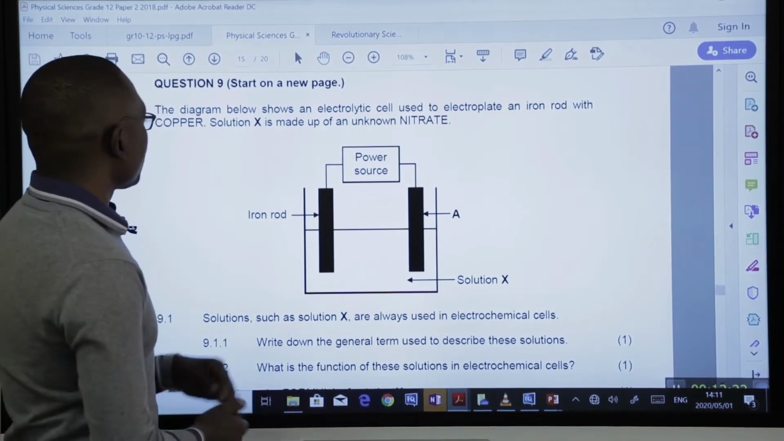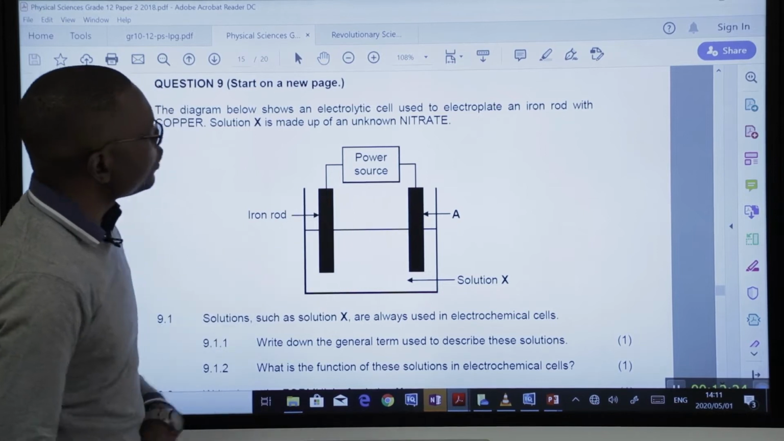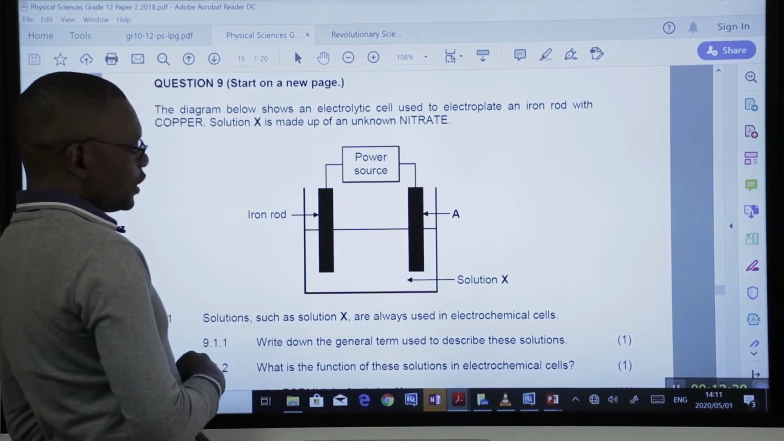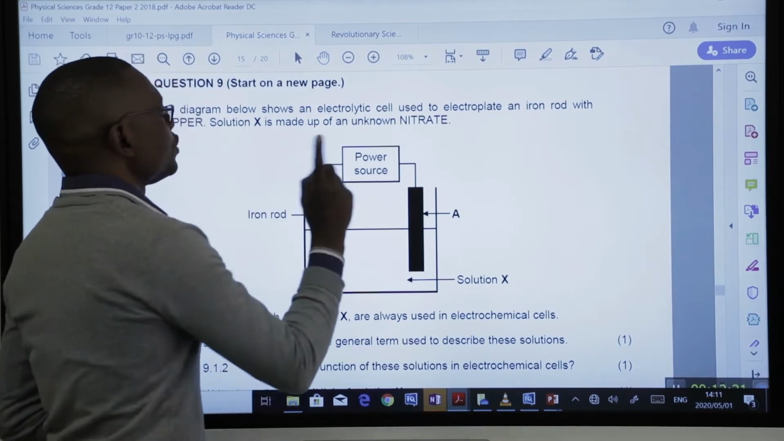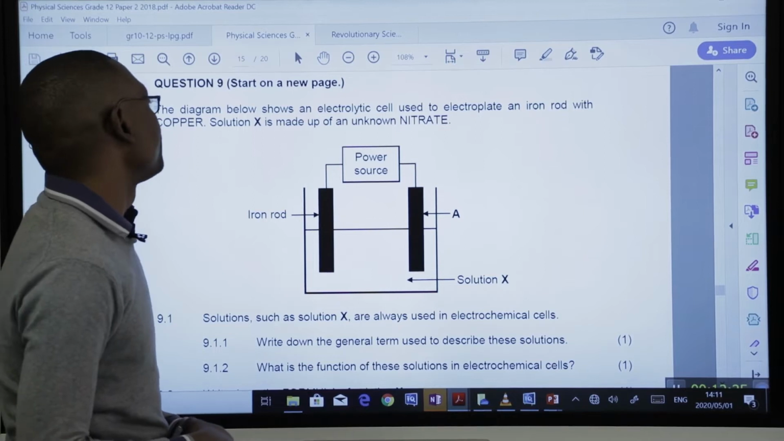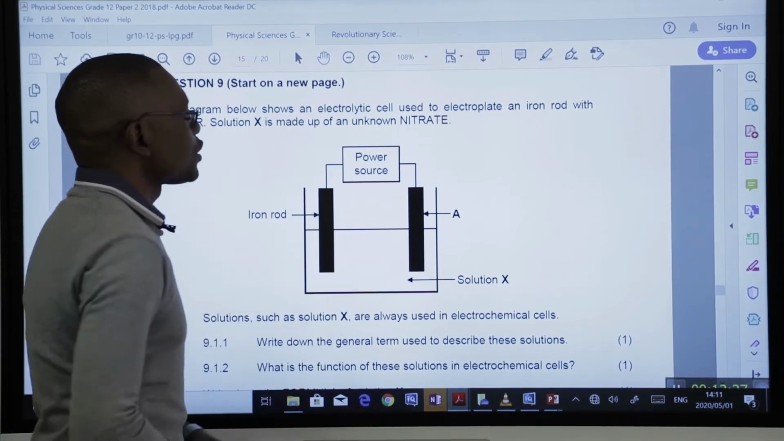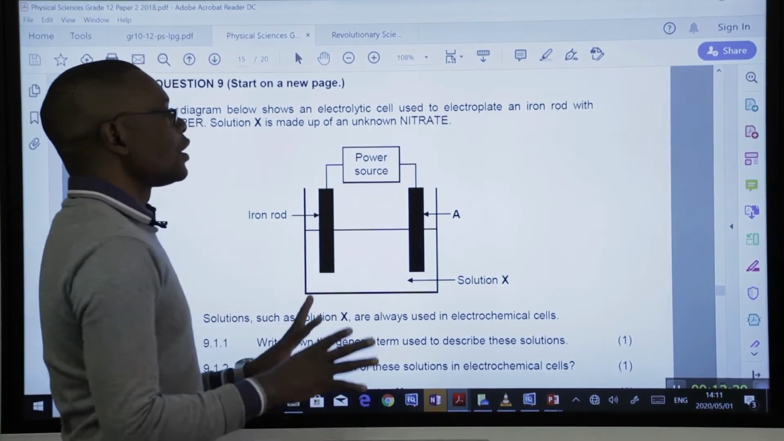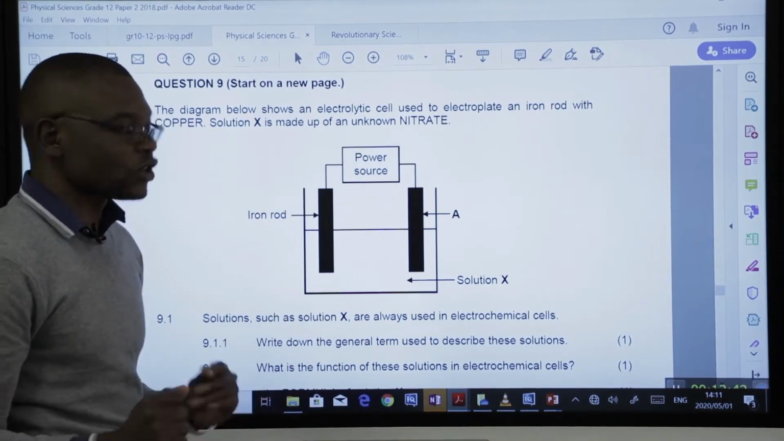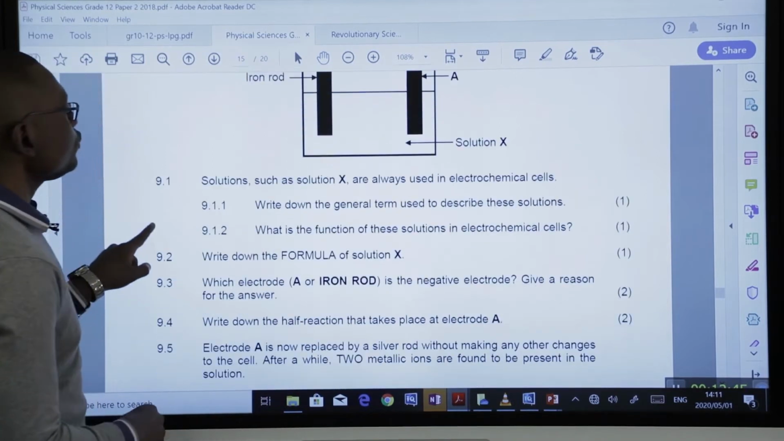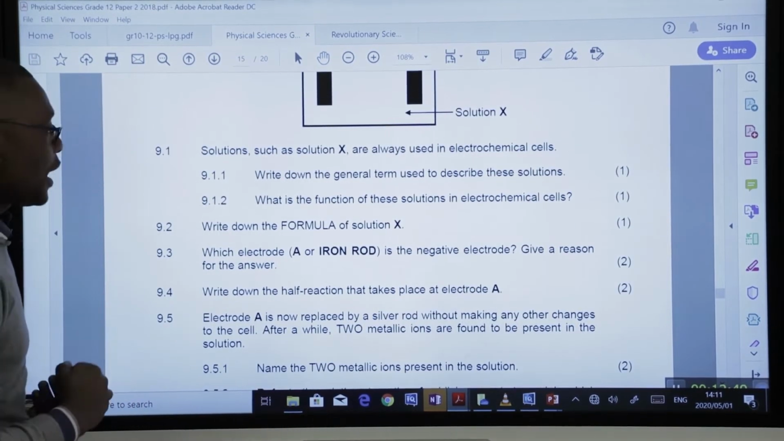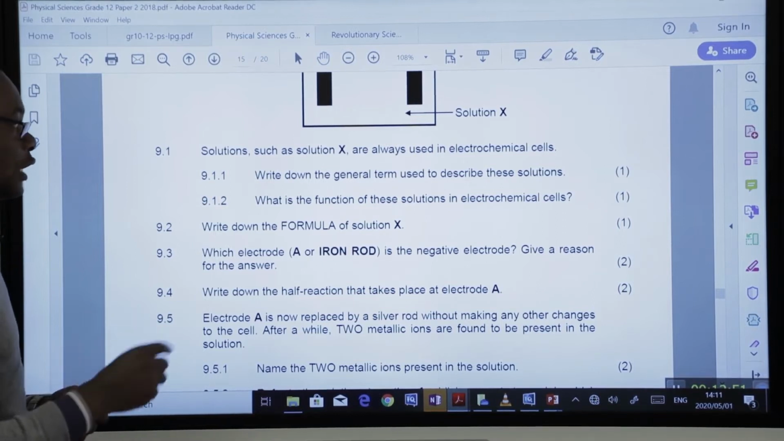Okay, so if we study this diagram very well, we can see that this is the iron rod, and we have got the material A, which we don't know, and then our power source and solution X, which we are saying is an unknown nitrate solution. Okay, so we are saying that solutions such as solution X are always used in electrochemical cells.